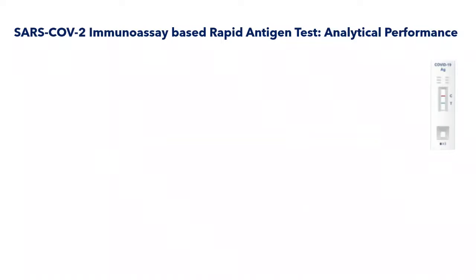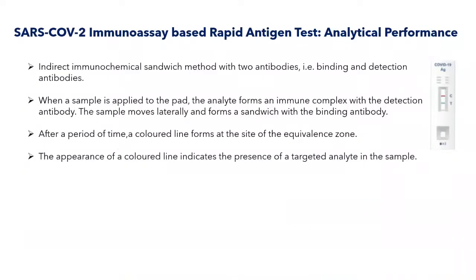Lateral flow immunoassay is a qualitative point of care method that combines the principles of thin layer chromatography and indirect immunochemical sandwich method with two antibodies, that is, binding and detection antibodies. When a sample is applied to the pad, the analyte forms an immune complex with a detection antibody. The sample moves laterally and forms a sandwich with the binding antibody. After a period of time, a colored line forms at the site of the equivalent zone. The appearance of a colored line indicates the presence of a target analyte in the sample, and in this case, SARS-CoV-2 antigen.